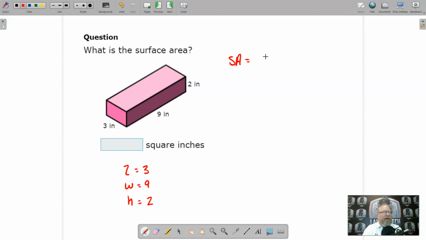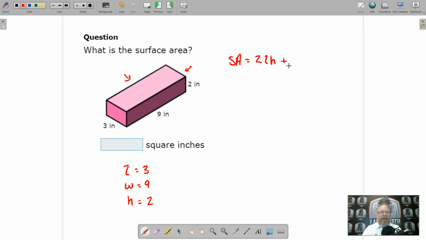So we're going to have length times height, and we want to go ahead and have that times 2, right? So we have 2 there. So that takes care of the front panel and this back panel back here, right? Now let's go ahead and do this panel over here, the 9x2, and its back panel over there.